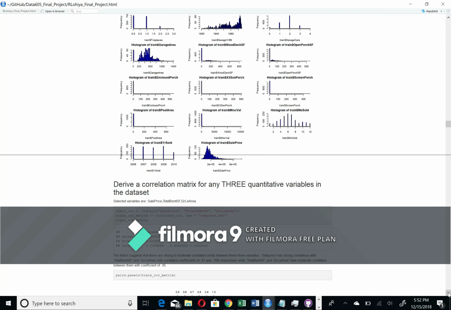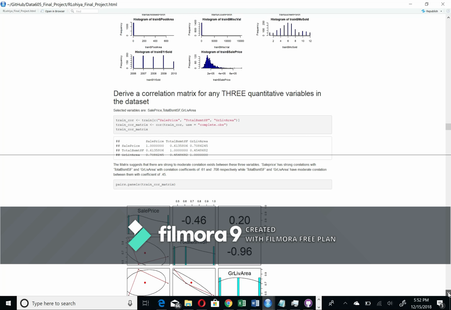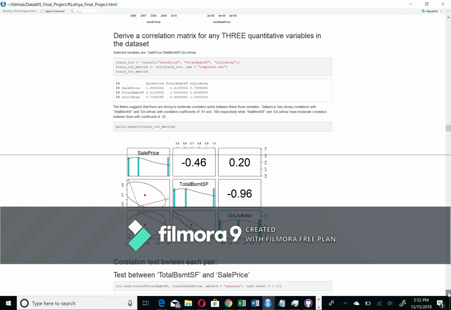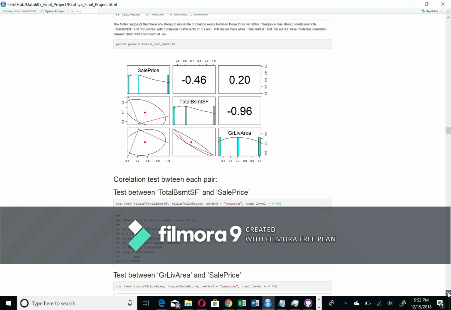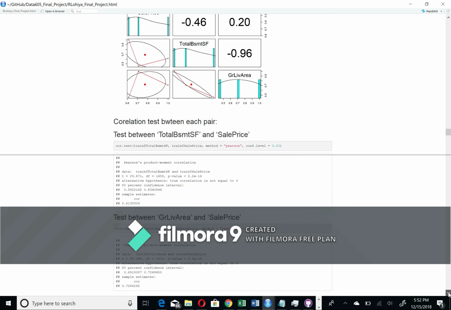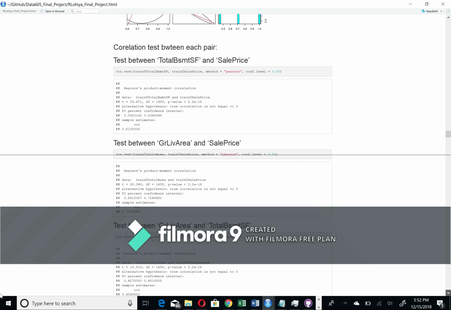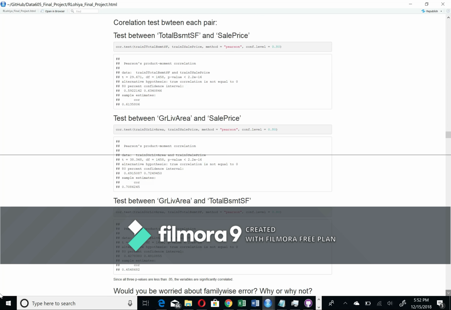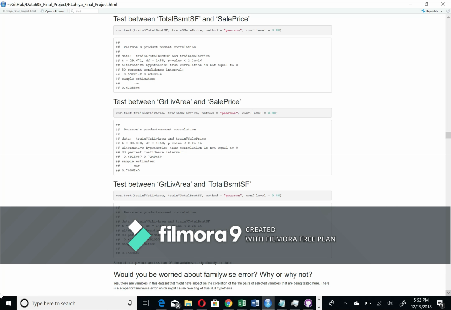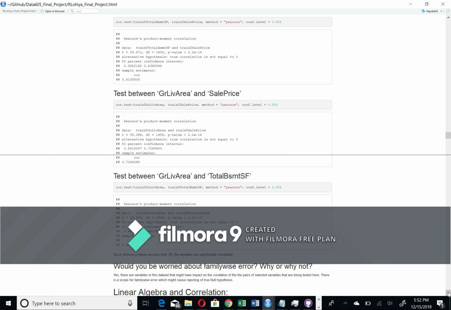Then we had to do a correlation matrix for any three quantitative variables. The variables I selected are sale price, total basement in square feet, and gross living area. I did the correlation matrix here. Then I tested the correlation between each pair: total basement area in square feet and sale price first, then gross living area and sale price, and then gross living area and total basement area in square feet.